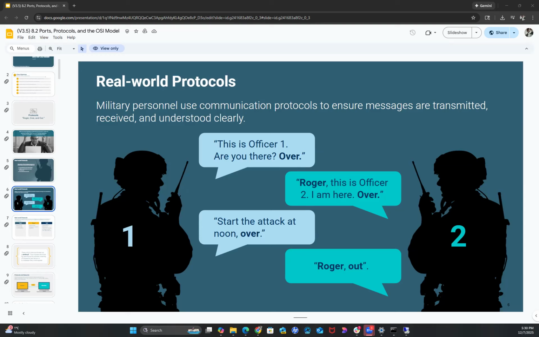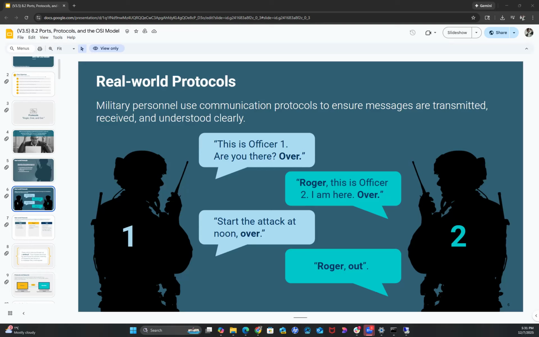To do this, they use specific words throughout their exchange. How does their exchange go? Military officer one says, "This is military officer one. Are you okay?" Then says over. Then military officer two replies, "Roger, I am here. This is military officer two, over." And then military officer one again says, "Start the attack at noon, over." So military officer two says, "Roger, out." This is important. This is called a protocol. They finish their talk using specific words. So this is the protocol.